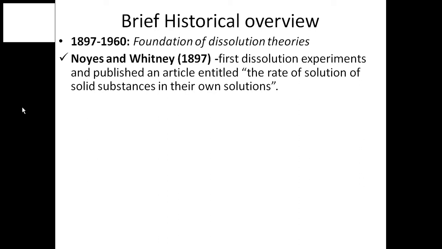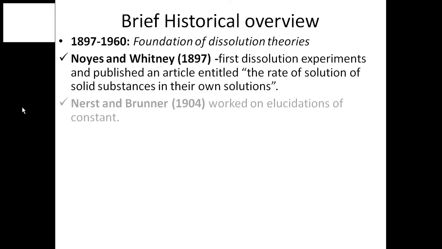It was first proposed by Noyes and Whitney in 1897 in an article called The Rate of Solution of Solid Substances in Their Own Solutions. It was here that the rate of dissolution was made proportional to the concentration gradient. Later on, Nernst and Brunner worked on the constants involved in the Noyes-Whitney equation, specifically the diffusion coefficient, volume of dissolution fluid used, and the thickness.